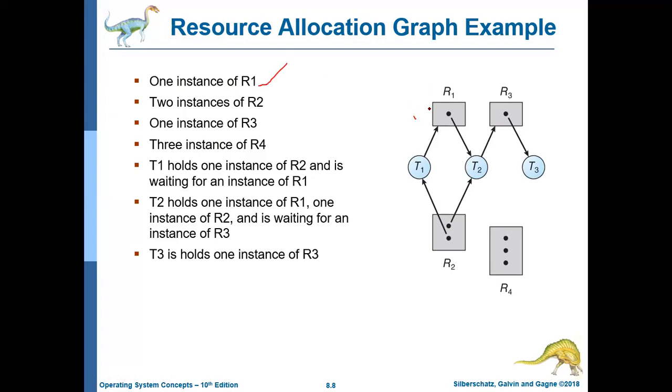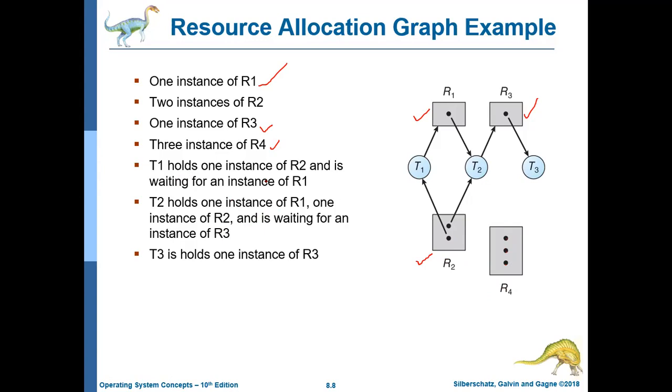one instance of resource R1 we have created like this. Two instances of resource R2 we have created. One instance of resource R3 we have created. Three instances of resource R4 we have created. The number of instances means the number of that resource type. How many CPUs we have, how many printers we have. So the number of a particular resource type will be defined as the instances, and you define instances inside this rectangular box.